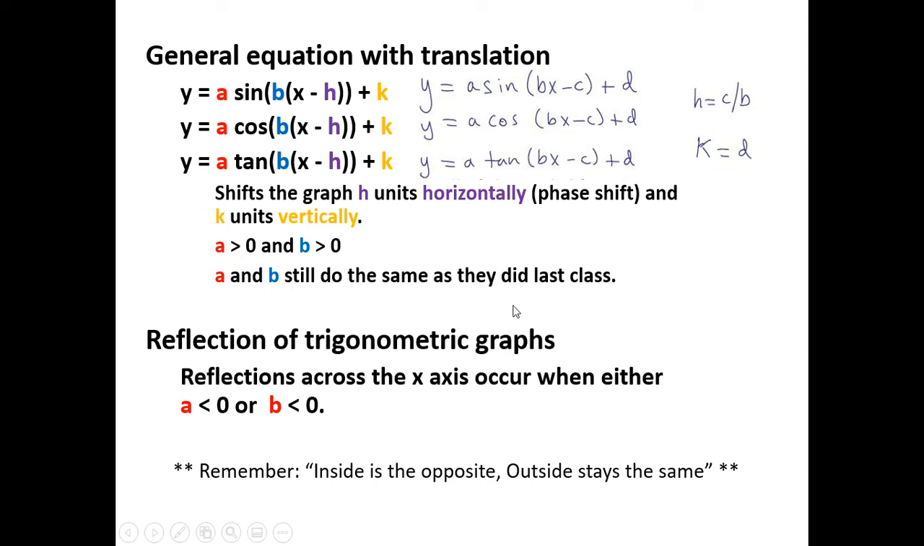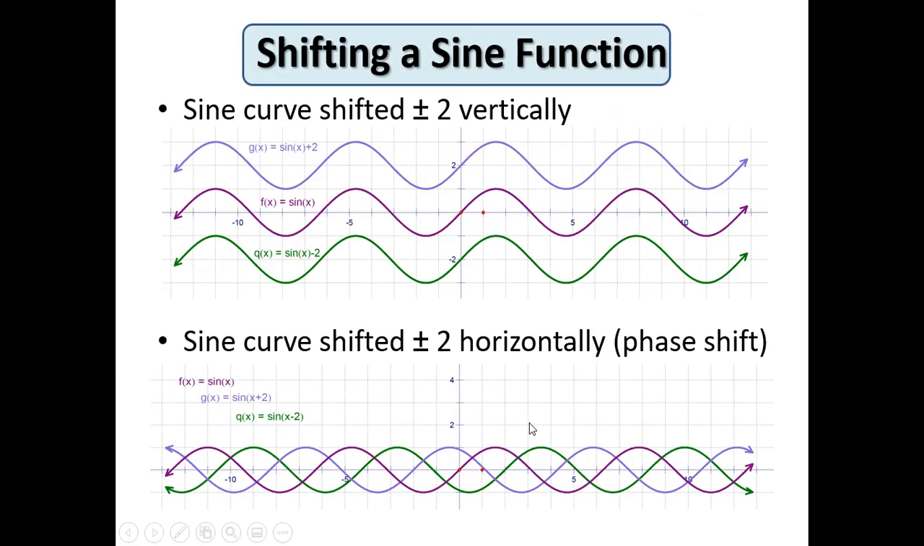A and B are the same things that we talked about last class, except now that they're going to be from the baseline, which we'll look at. So reflection, if A is less than 0 or B is less than 0, it's going to reflect across the x-axis. Okay. Remember, inside is the opposite. So inside the parentheses, that h is going to move it to the left, and outside stays the same. So k is up and down.